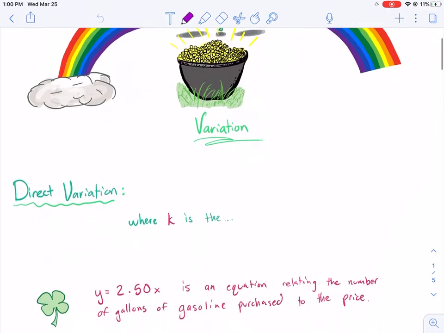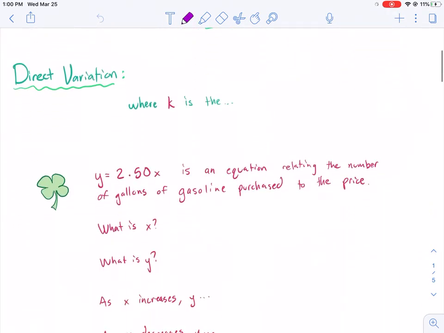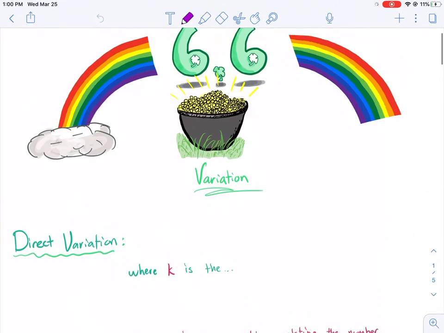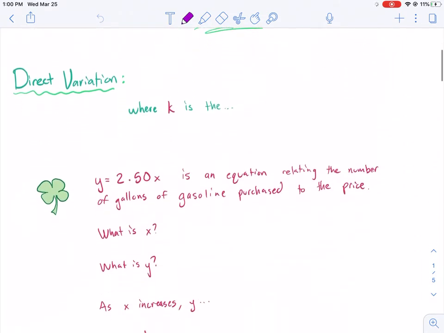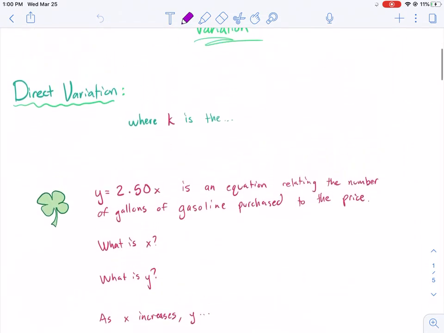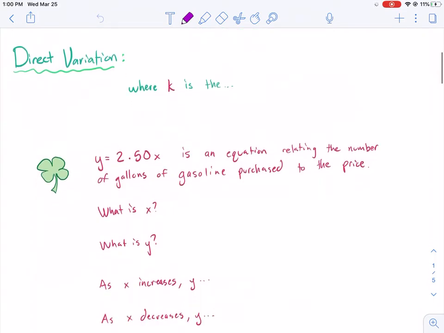In this section, we're going to be discussing direct variation and some of the other variations of that, as well as inverse variation, which will be a separate video. So the first thing we're going to talk about is direct variation. This is an Algebra 1 concept.